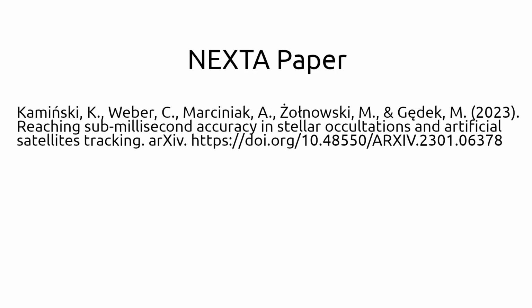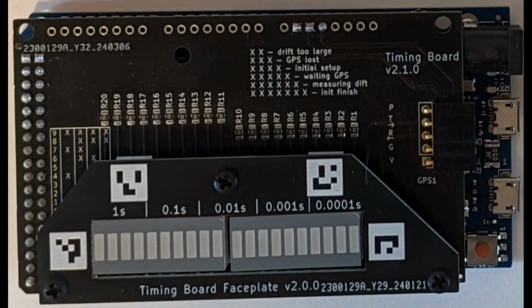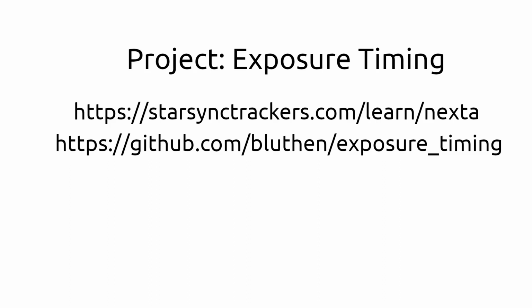The main method this video will cover from here on is NEXTA, or New Exposure Timing Analyzer. The paper "Reaching Sub-Millisecond Accuracy in Stellar Occultations and Artificial Satellites Tracking" explains a method where you can build your own device to measure the shutter latency of your setup. NEXTA uses a set of blinking LEDs time synchronized with navigation satellites. The pattern of LEDs shows the time.